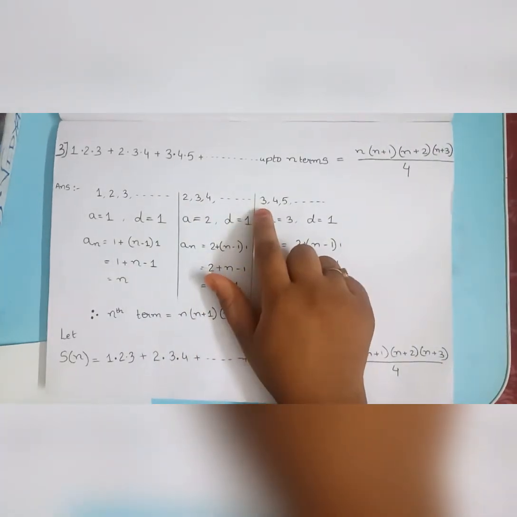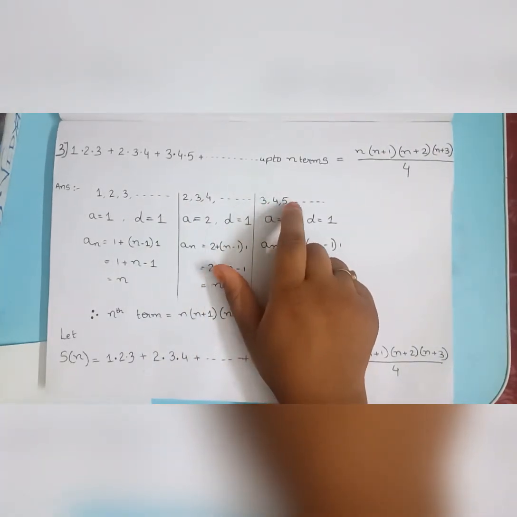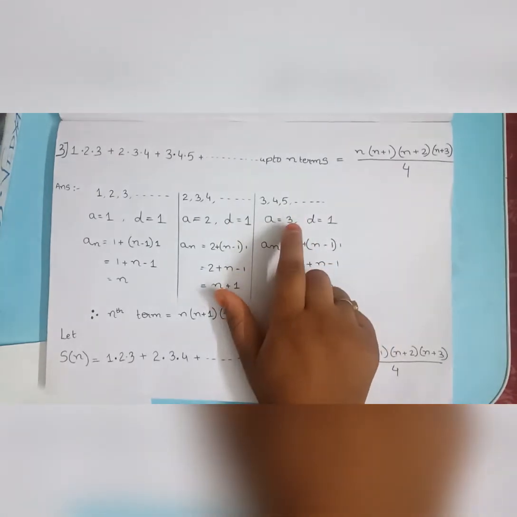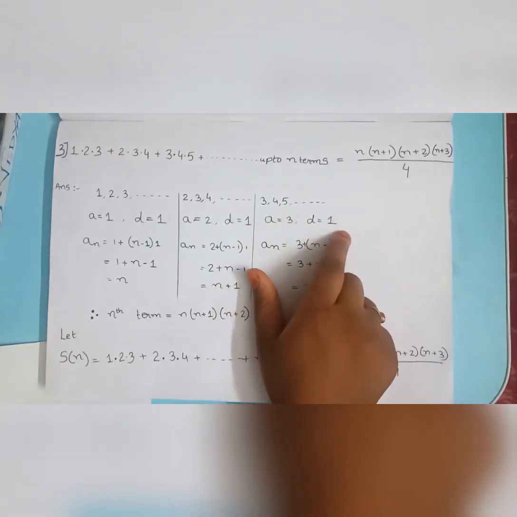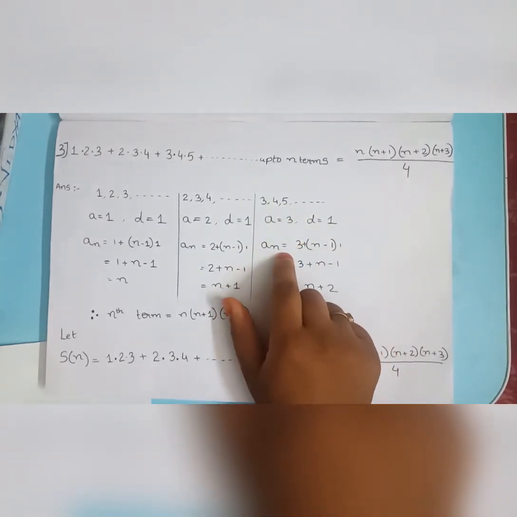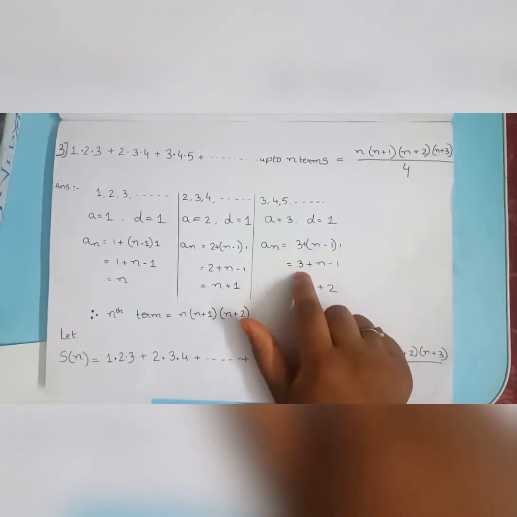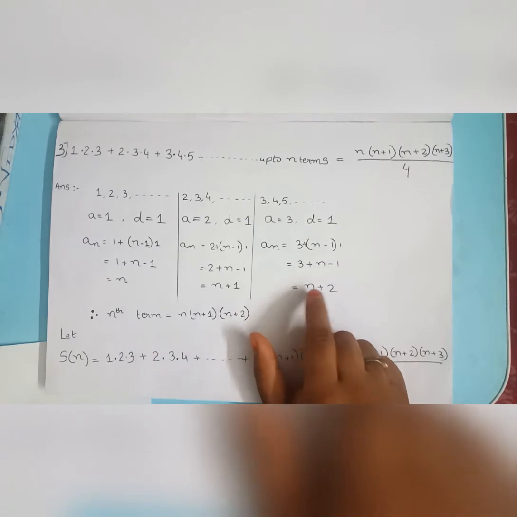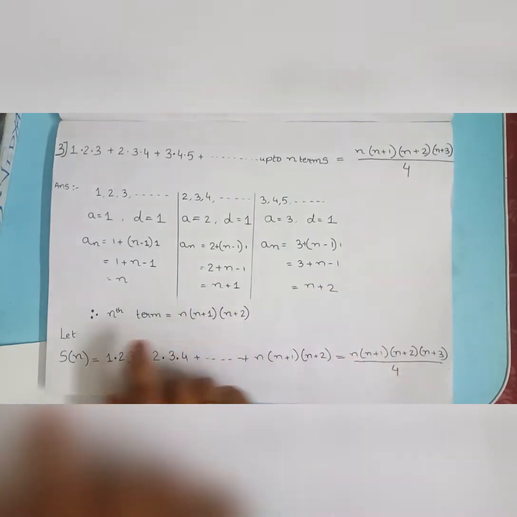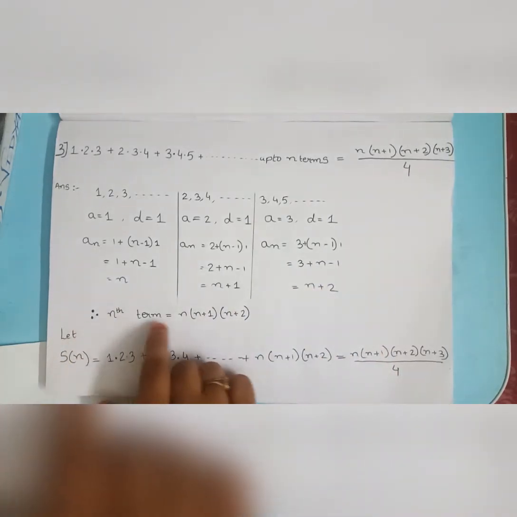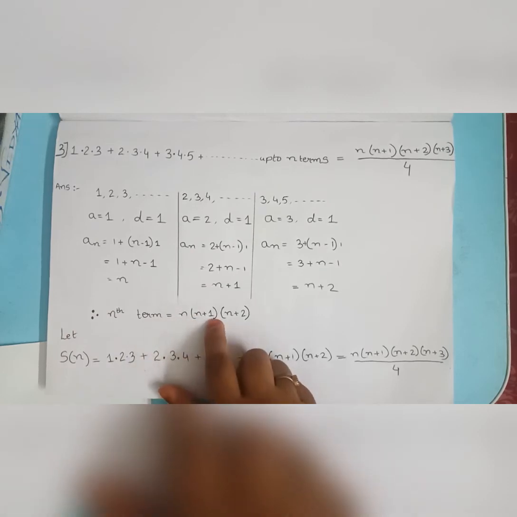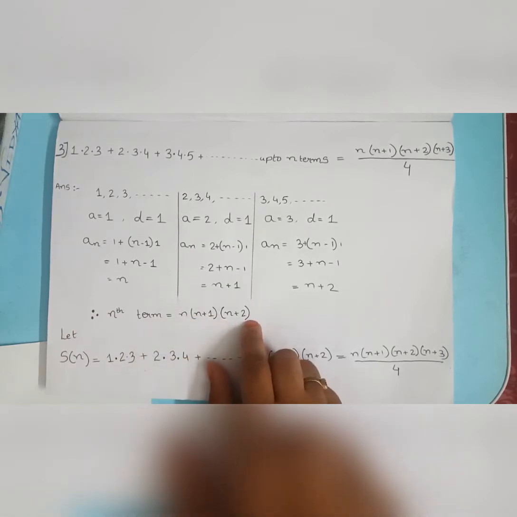In the third, we will take 3 into 4 into 5 and so on. So, a is equal to 3 and d is equal to 1. So, a_n is equal to 3 plus (n minus 1) times 1. So, 3 plus n minus 1 is equal to n plus 2. Therefore, the nth term is equal to n(n+1)(n+2).